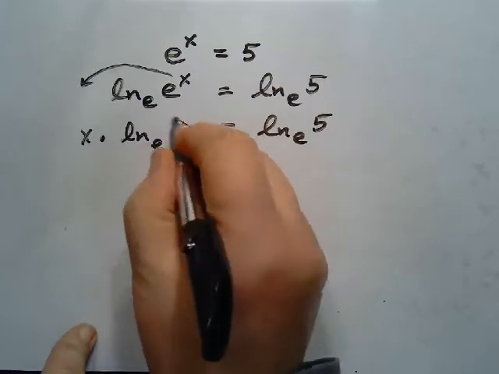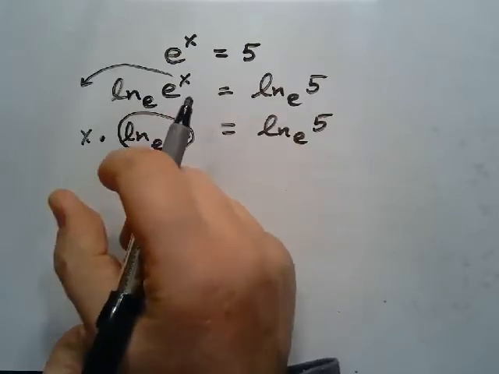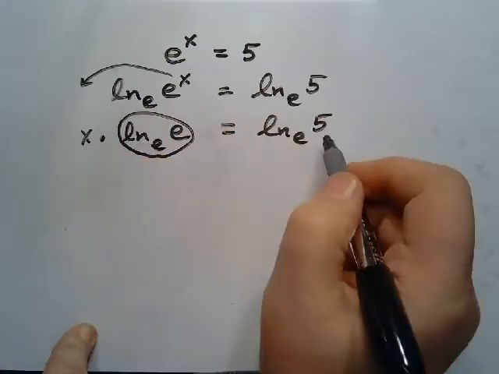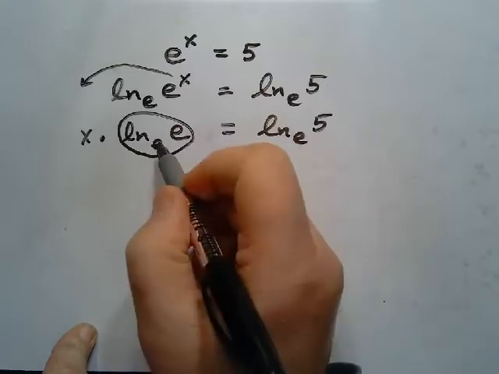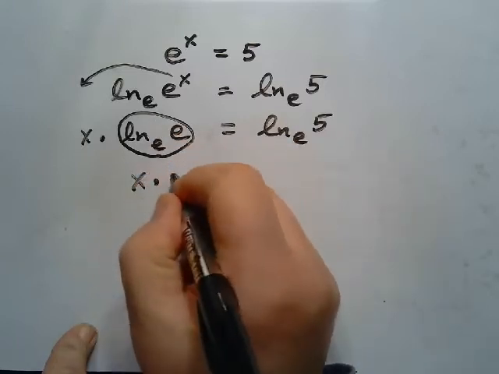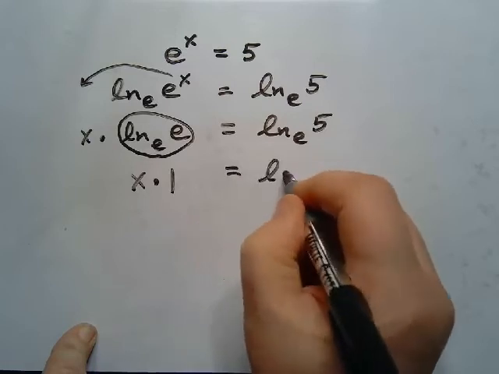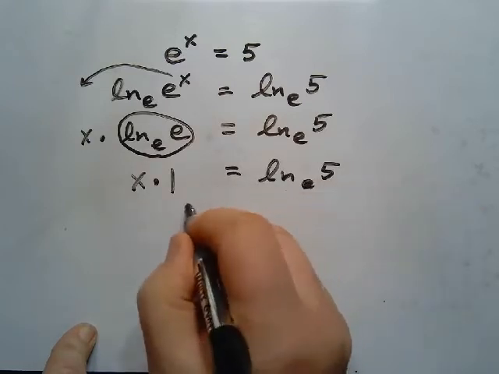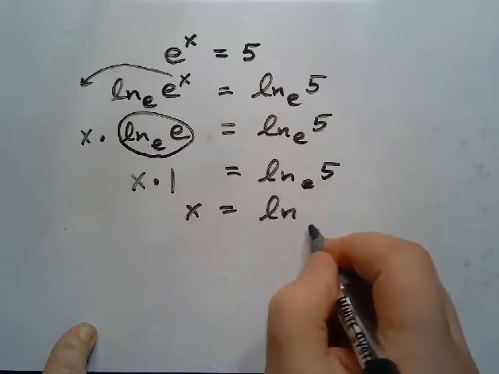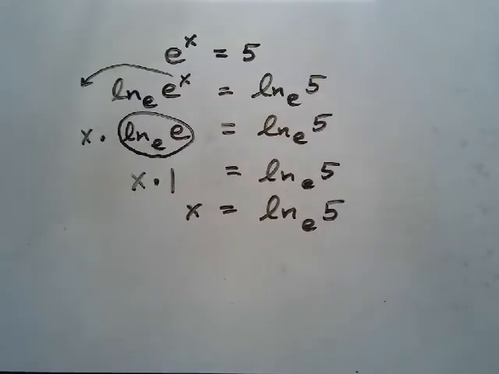Now, what is that? Well, these two undo each other. I could divide both sides by this, but I'm really just dividing by 1. This is just 1. They just undo one another. And so the answer here is x equals the natural log base e of 5. And then we could use our calculator, punch that in.